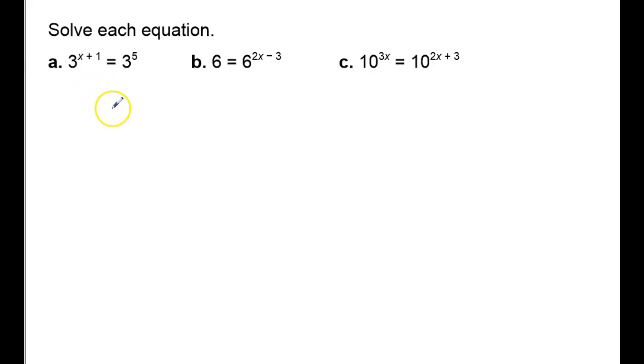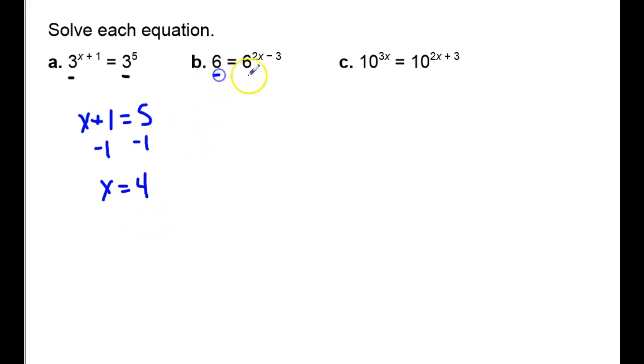So let's look at these couple of examples. I see I have 3 to the x plus 1 equals 3 to the 5th. The first thing I notice is that my bases are the same. So if my bases are the same, then I can set my exponents equal. So I would have x plus 1 equals 5. Then to solve for x, again, I just subtract 1. So I know that x equals 4. And I can just simplify, and that's all I'm asked to do for this part A. So let's look at B.